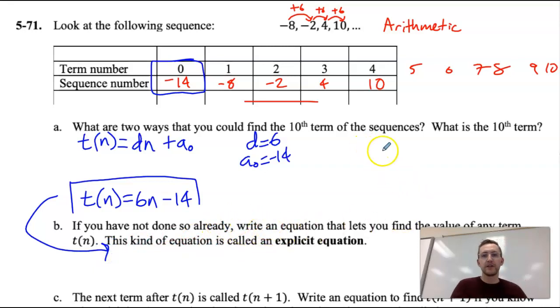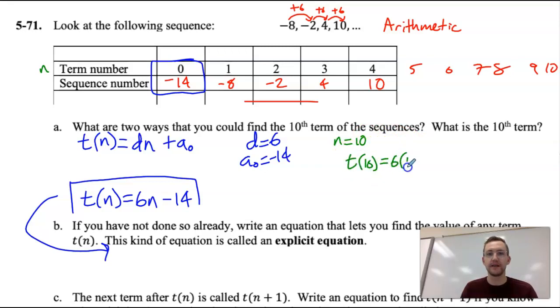So if we want to find our 10th term, that's saying n is equal to 10, because again, we know n is our term number like we have in our table. So let's plug in 10. So T of 10 is equal to 6 times 10 minus 14, which is equal to 60 minus 14, which is equal to 46.